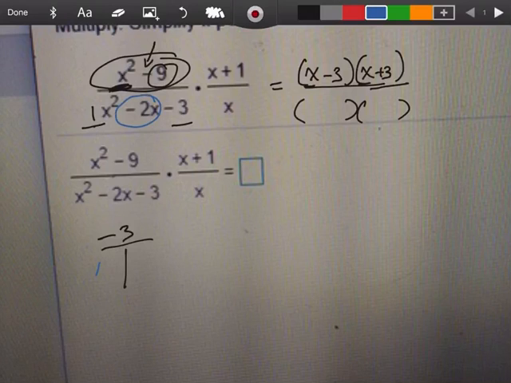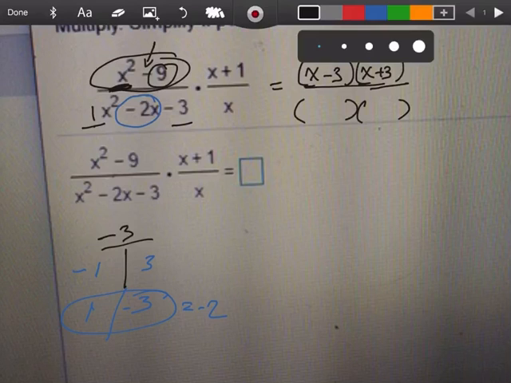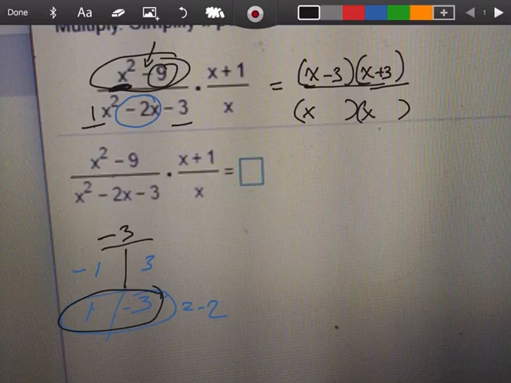So remember, my options are 1 and 3, and I can have a negative 1 and a positive 3, or a positive 1 and a negative 3. If I want to end up with a negative 2, those will give me my negative 2, right? Okay, so now I'm going to go ahead and factor the bottom part. Because this is my shortcut, I can always just put x and x, and then I'm just going to copy those numbers there. One is a positive 1, the other one's a negative 3, okay?